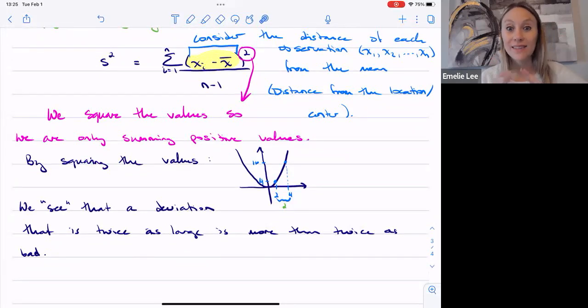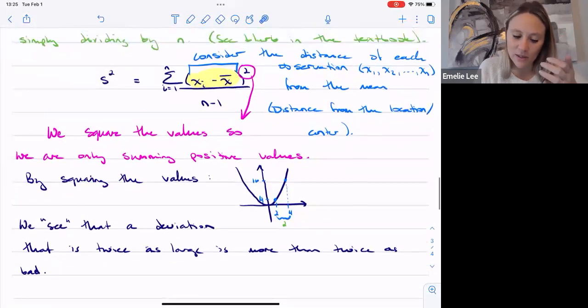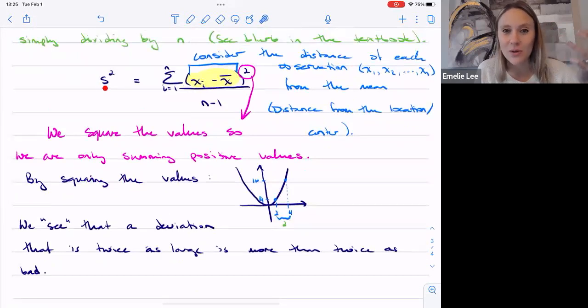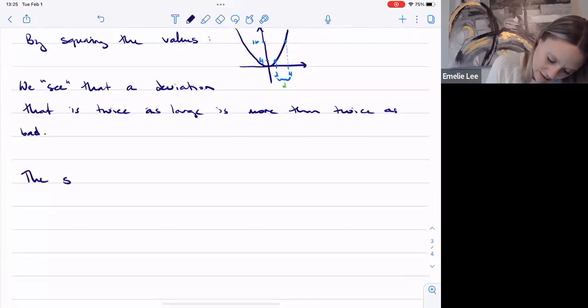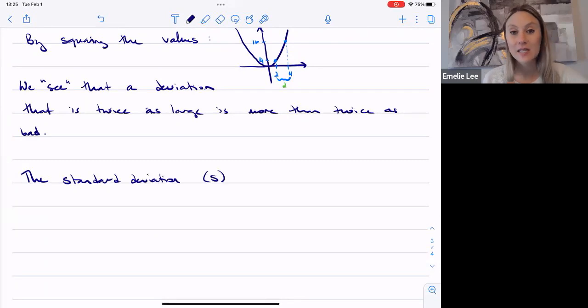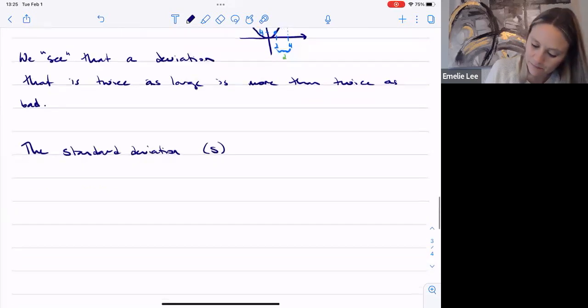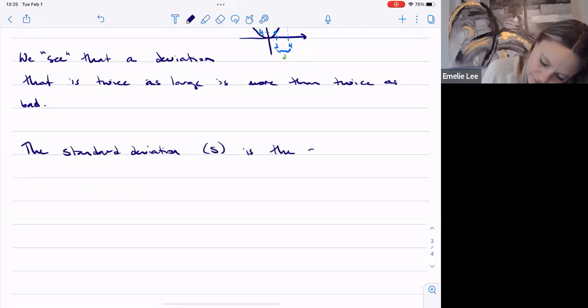So then the standard deviation is kind of the little brother of the variance, because if I want to go from s squared to s, what do I do? I can take the square root, and then I get the standard deviation. So the standard deviation, lowercase s, is the square root of the variance.